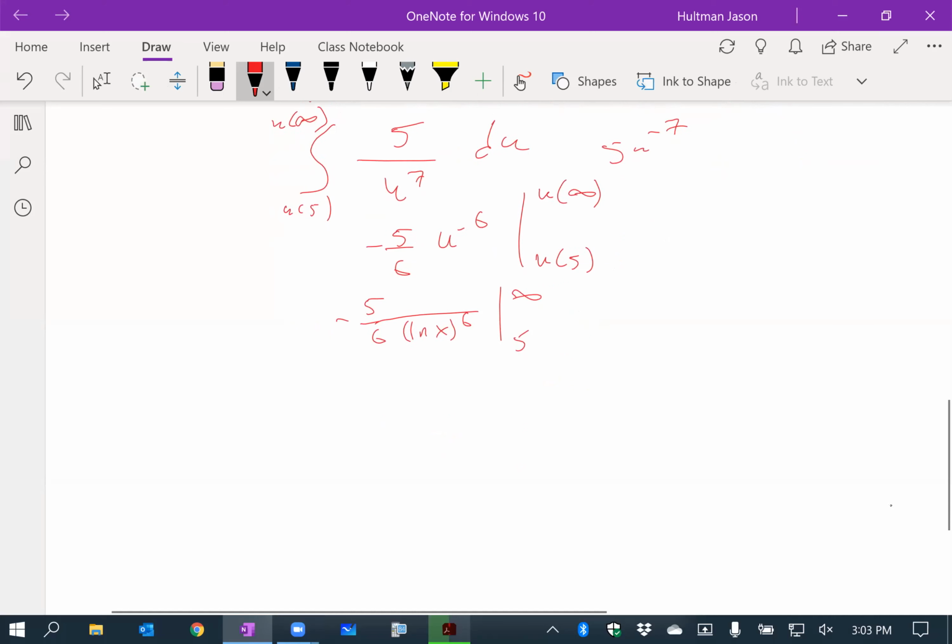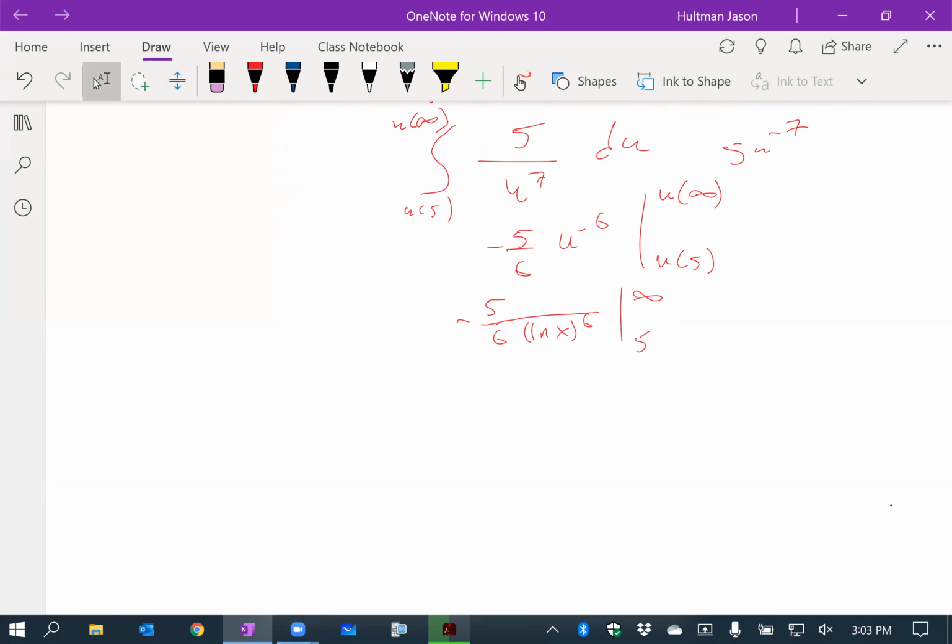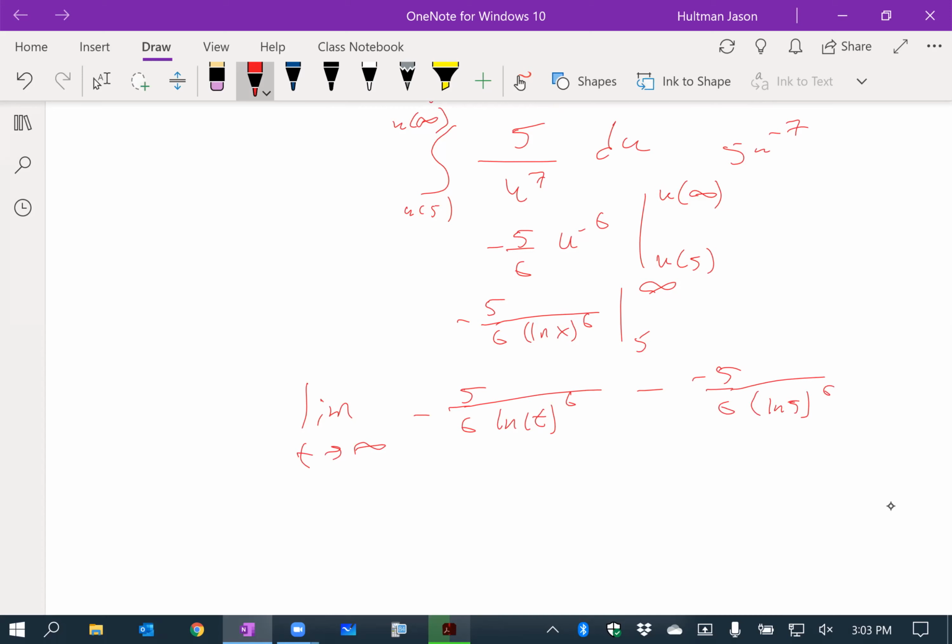Okay, so we've got this guy, and that's still going to go from 5 to infinity for our x's, because we're keeping our x's. So how do we evaluate this? Well, this is going to be a limit as t goes to infinity. We can think of this as the limit as t goes to infinity of negative 5/6 times natural log of t to the 6th power, minus negative 5/6 times the natural log of 5 to the 6th power, right?